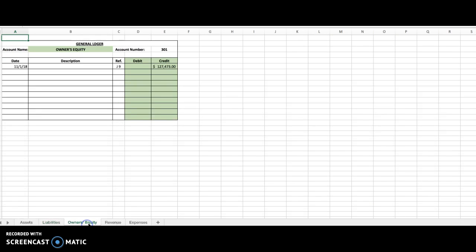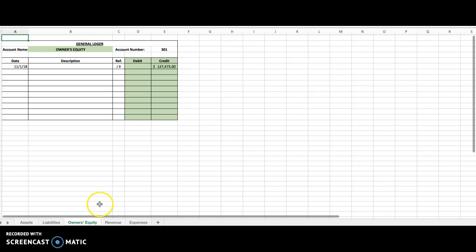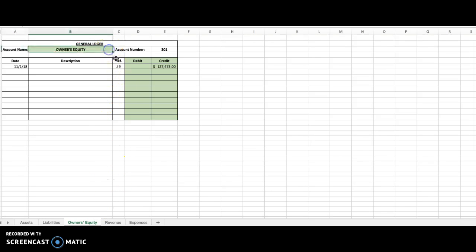Owner's equity, again, you know that this is showing the value of the business, the owner's value, the owner's equity, typically beginning with a 3, in this case 301, and the value of this business shows a $127,473 credit balance. It has increased sometime in the past. If it increases more, we would show it by another credit.